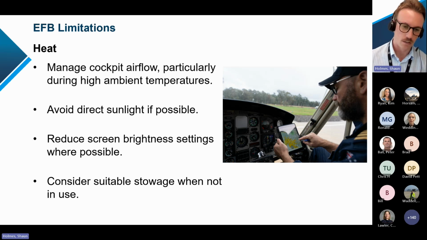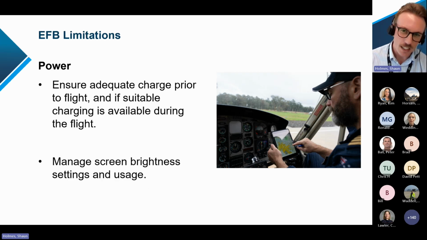or store it somewhere cooler, or take it with you rather than leaving it in the aircraft in the hot sun, for example. So that will help you reduce the possibility that the EFB may fall over due to heat issues. And this relates to power and charging a little bit as well.